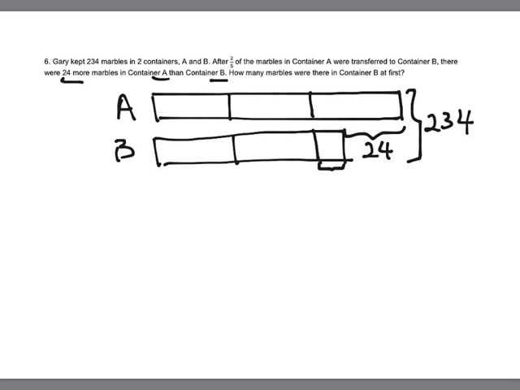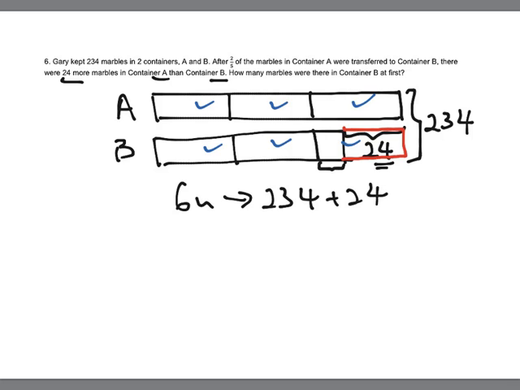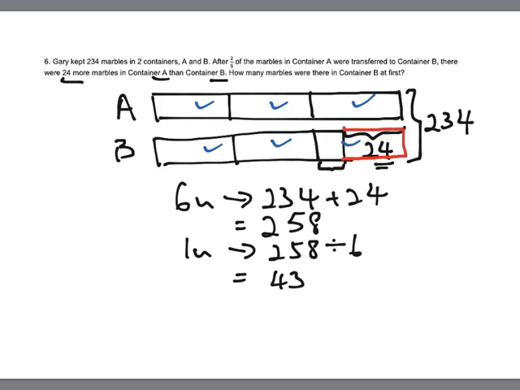So what I can do is that I can then add on this portion here. If I do that, I will have got 6 complete units. 1, 2, 3, 4, 5, 6, the whole thing. Right? If I do that, that means to say 6 units would then be the original 234 plus the additional of this 24 over here, which means I will get 258. Work it out. 1 unit would then be 258 divided by 6. I will get 43. So 43 is this 1 unit over here.